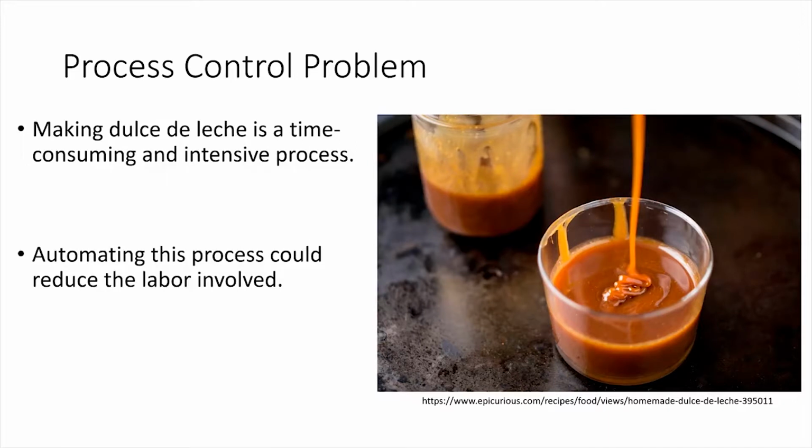The problem that we chose to solve with the process control was the cooking of dulce de leche, which is a time-intensive process. Dulce de leche is a favorite treat in South America, but it takes about 2 hours to make from scratch, and that's with a lot of interaction from the person. But it's simple enough that the process could actually be automated and done by a machine.